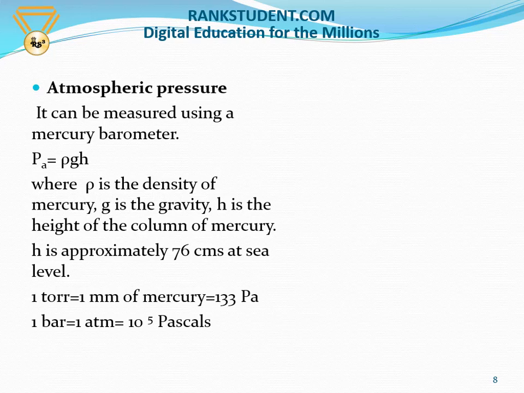Atmospheric pressure can be measured using a mercury barometer. P sub A equals rho g h, where rho is the density of mercury, g is gravity, and h is the height of the column of mercury. h is approximately 76 centimeters at sea level. 1 torr is defined as 1 millimeter of mercury, which is 133 pascals. 1 bar, approximately 1 atmosphere, is equal to 10^5 pascals.